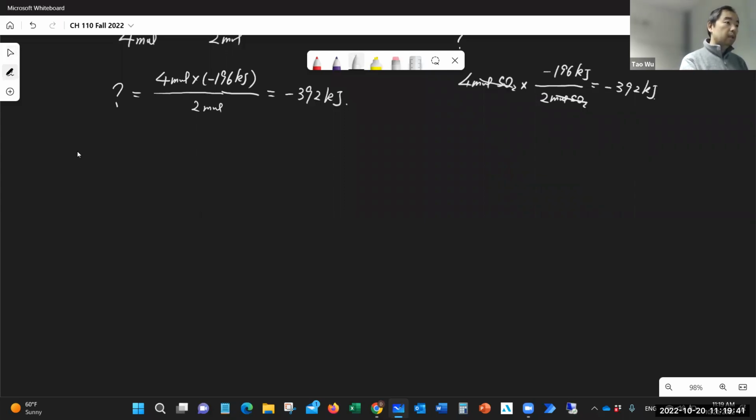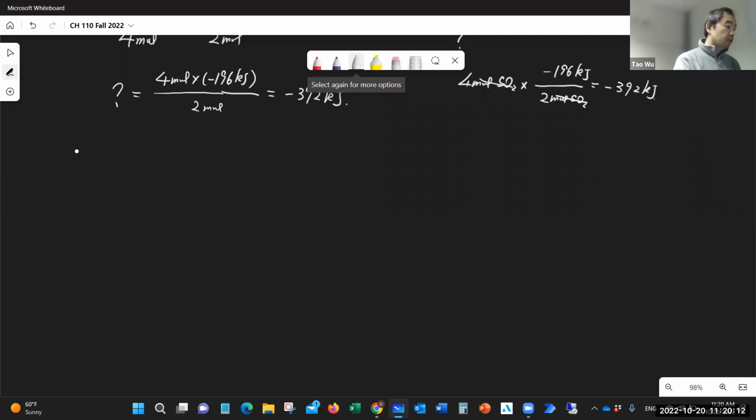This one talks about an experiment where 10 grams of ethanol is completely burned in air to release CO2 and water, as shown in the following equation. During the combustion, 296.6 kilojoule of heat is released, and it asks for the molar enthalpy of the combustion.